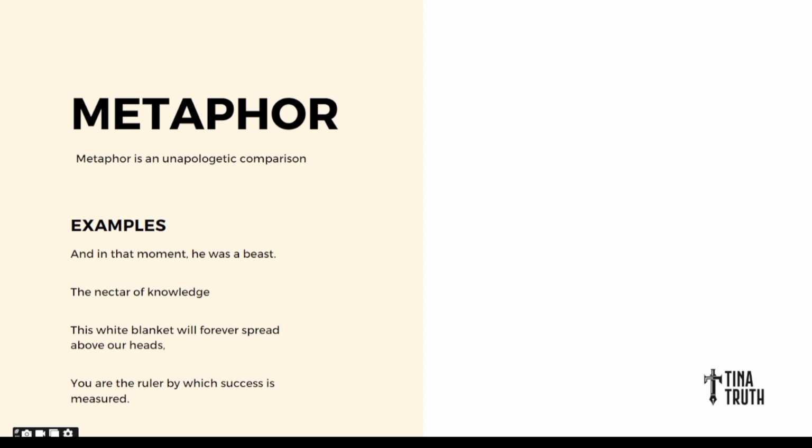When I say unapologetic, it means I don't really care so much about making you understand. I go straight to the point. I am direct. Let me give you the examples that are here. Number one, I said, and in that moment, he was a beast. Do you understand? I'm not suggesting to you, I'm telling you directly.